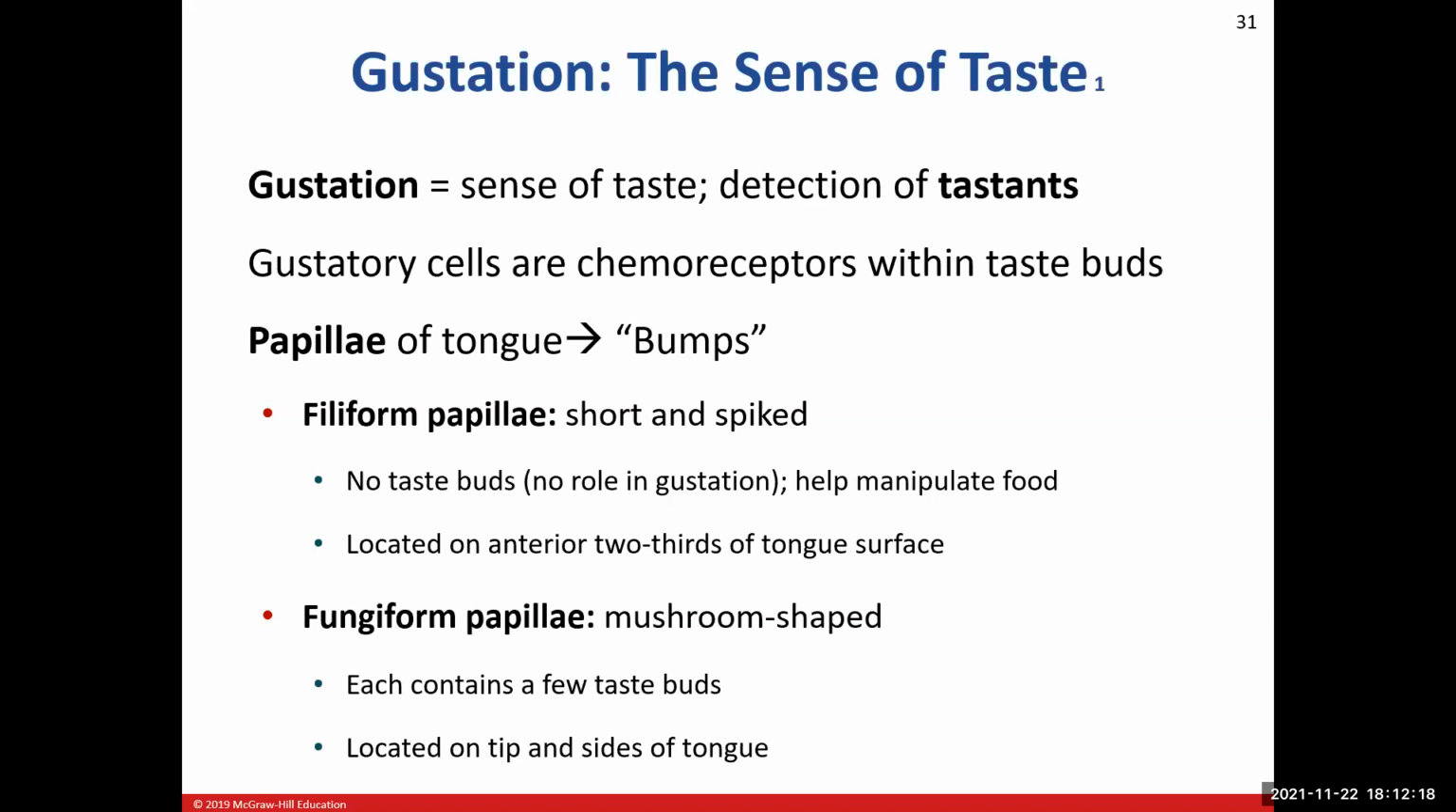The next group of papillae are called the fungiform, and we call them that because they look mushroom-shaped. And so we will find some taste buds here. Those are located on the tip of your tongue and on the sides of the tongue.